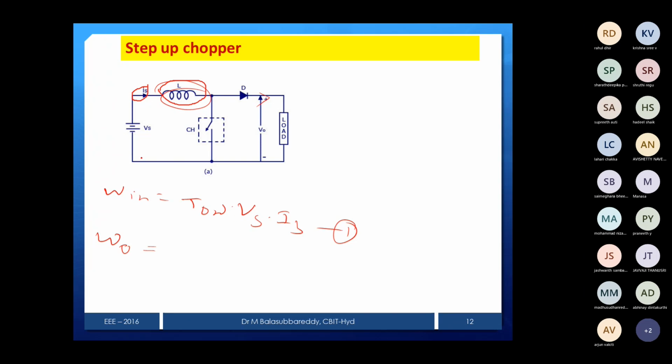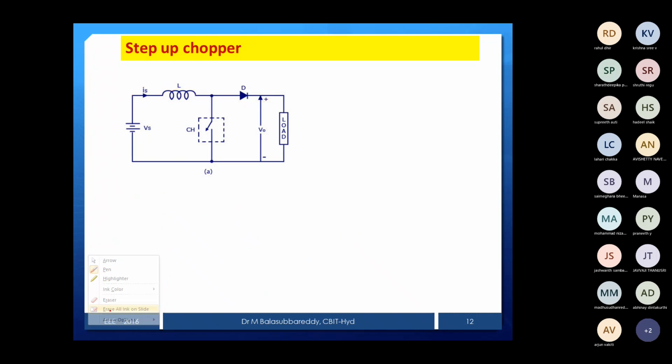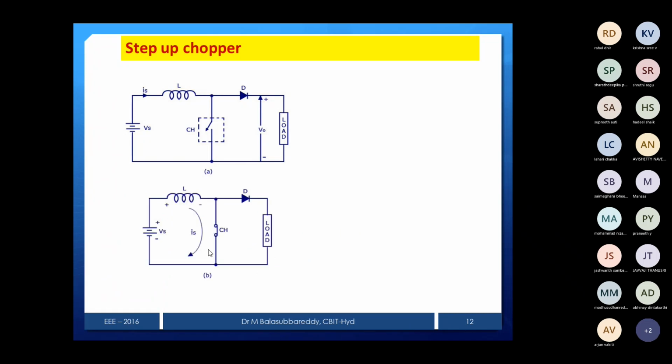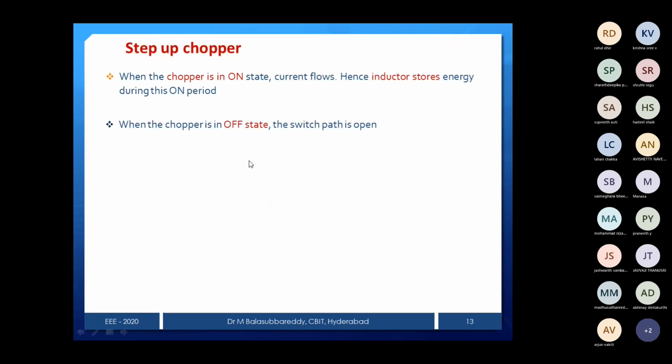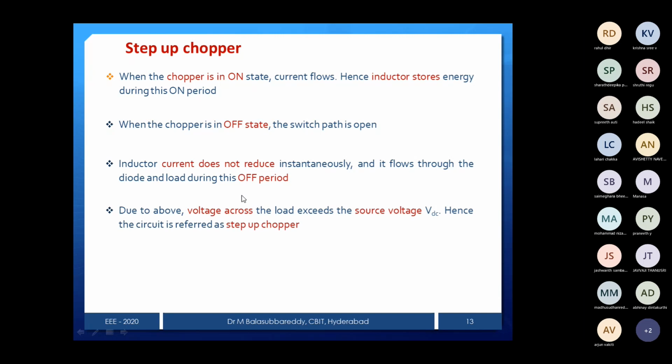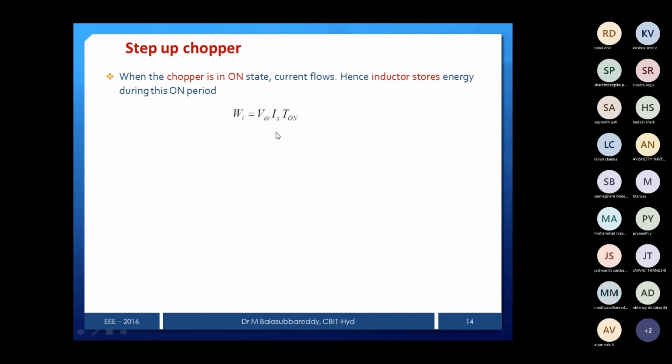Let us consider these two as a lossless system. If the system is lossless, then what can I write? W in is equal to W out. Then you can equate them and you will get one relation. That relation we call the input output relation with respect to delta. So now we'll see that when the chopper is on, the inductor will store energy, and when the chopper is off, the inductor will release the energy through the diode. Whatever I explained in the theory part was just given as statements. Now we'll see the derivation part.